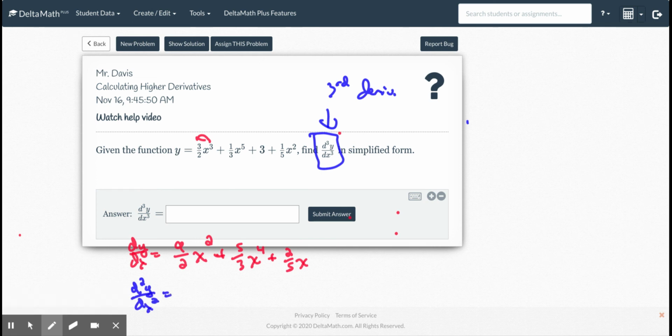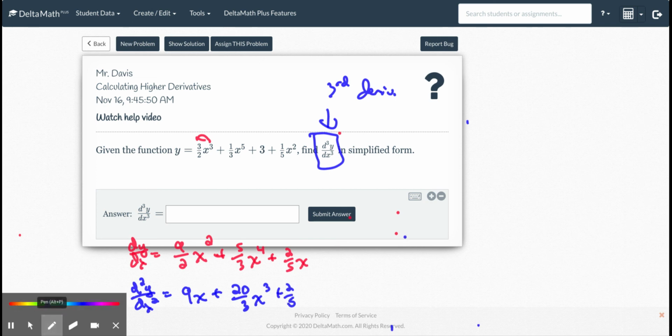So 2 times 9/2, that's just going to be 9 because it'll be 18/2, which would be 9. 9x to the first power. Plus 4 times 5 would be 20/3 x to the third power. And 2/5 x just becomes 2/5.